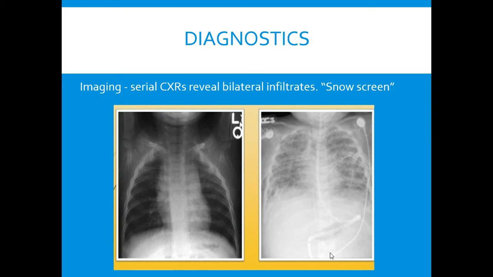Chest CT, of course, would show the alveolar consolidation and atelectasis, so just a little bit more specific with the imaging. And then we could do pulmonary function tests that would show us the lung compliance has decreased, vital capacity has decreased, and functional vital capacity has also decreased. So you see the snow screen on the image here, the image to the right.